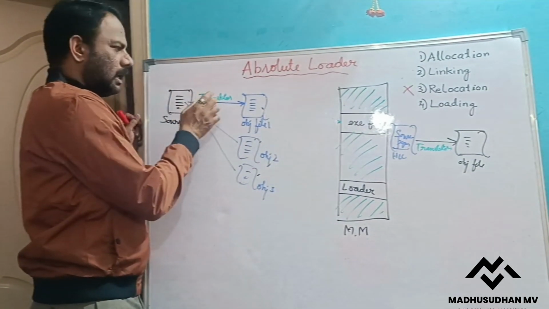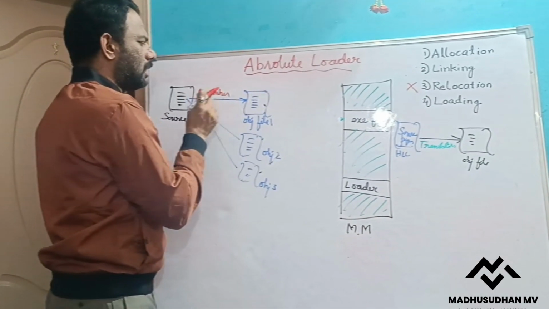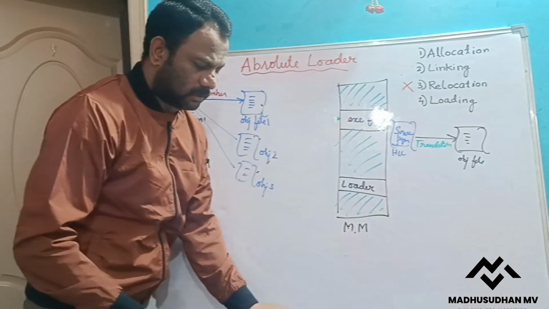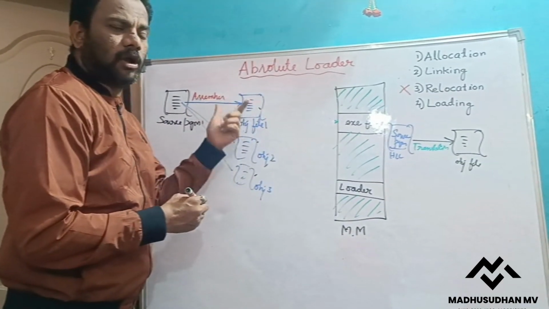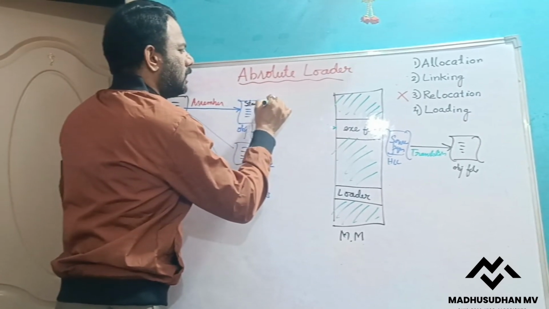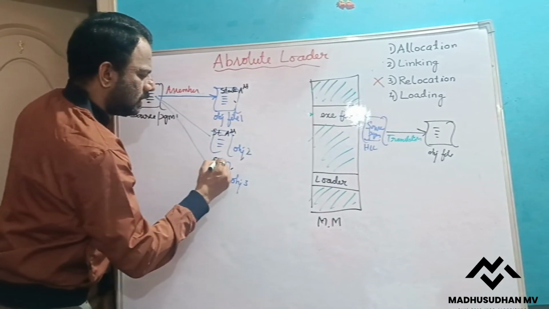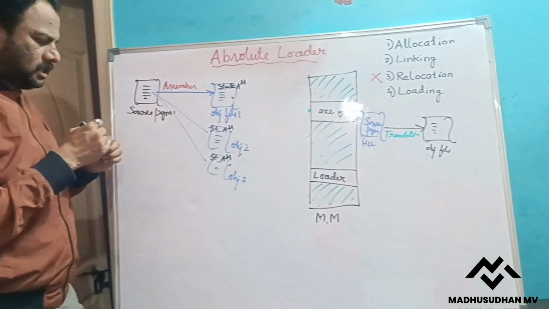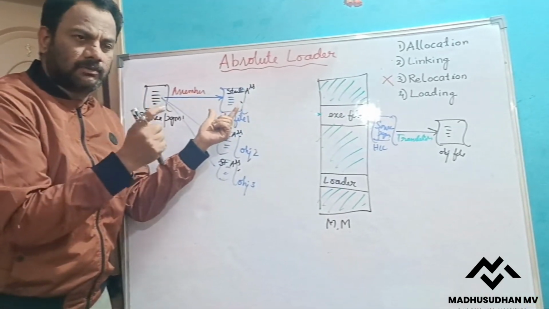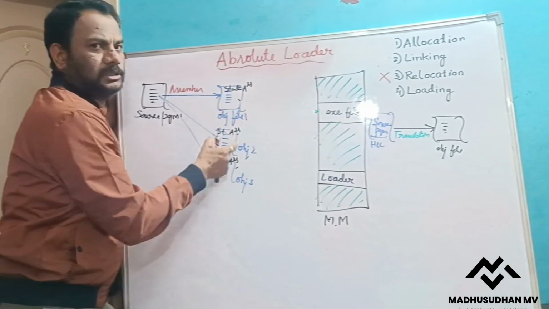Here, instead of translator, we call it the assembler. The assembler converts our program written in high level language into multiple object files. It also specifies the starting address. It generates the object code as well as the starting address, and it inserts the starting address at the beginning of every object code.